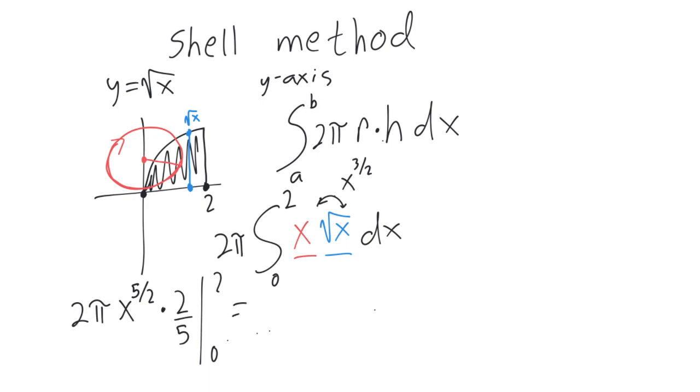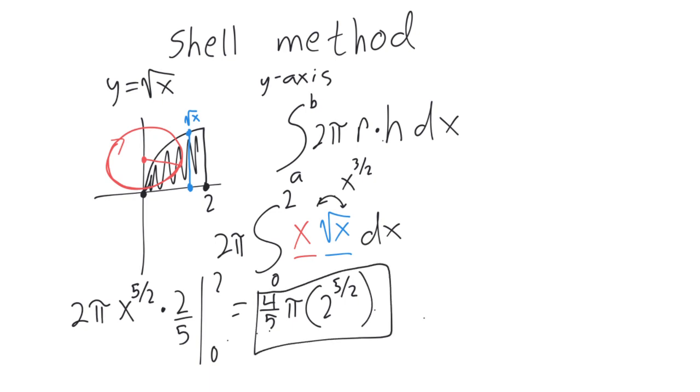So at this point now, I have 4 over 5 pi times, plug in the 2, that's 2 to the 5/2, and then plug in the 0, well, that's just 0. So we could simplify this to a decimal, however we want to do it, but this will be our solution.